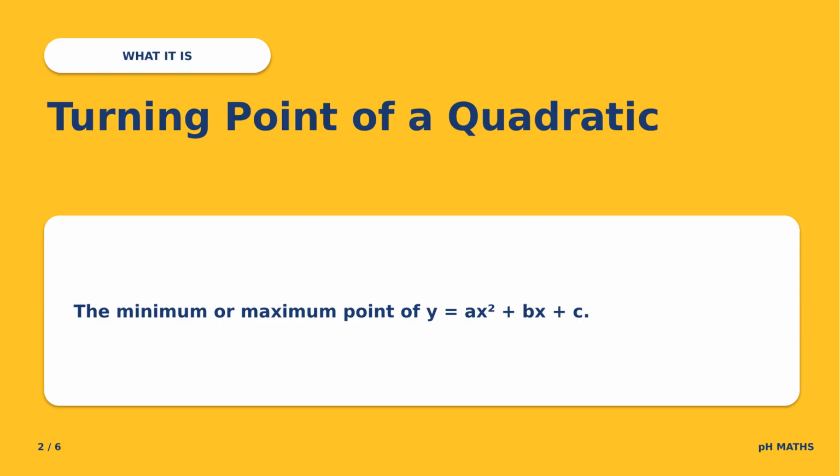Definition. The turning point is the minimum or maximum point of a quadratic y equals ax squared plus bx plus c. So if a is positive, the parabola opens upwards and the turning point is a minimum. If a is negative, the parabola opens downwards and the turning point is a maximum. One turning point per quadratic, always.